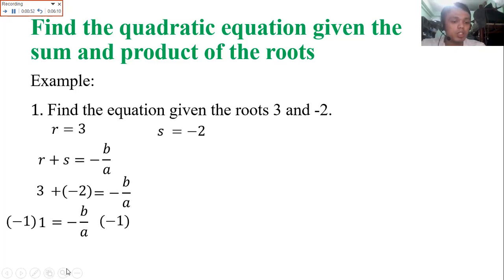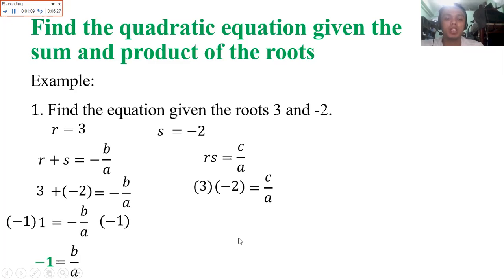Negative 1 times 1 is negative 1. The negative b over a times negative 1 is positive b over a. Therefore, your b over a here is negative 1. Meron tayong sum. How about the product? We have rs equal to c over a. Multiply 3 times negative 2.